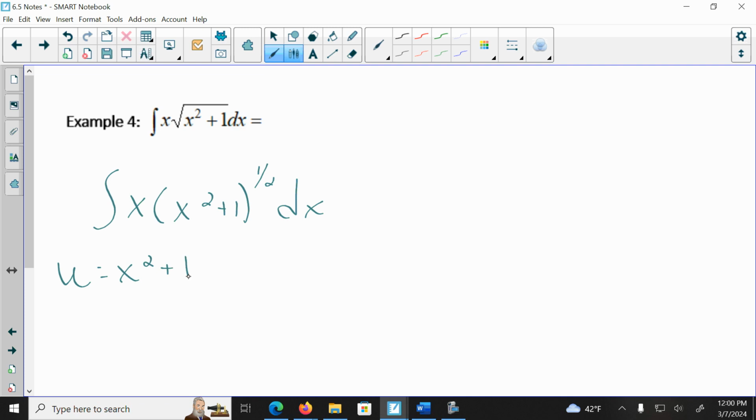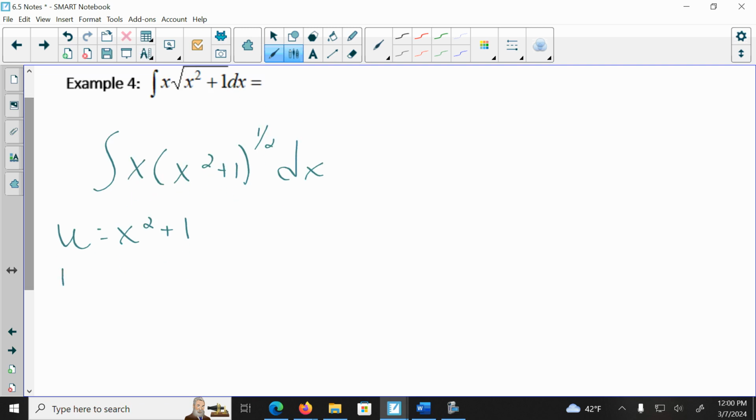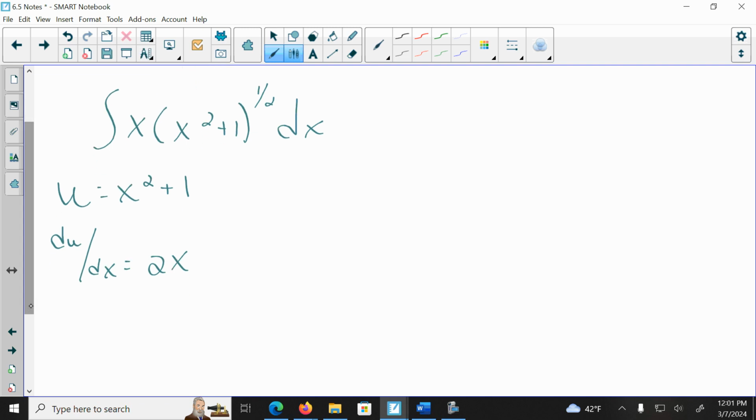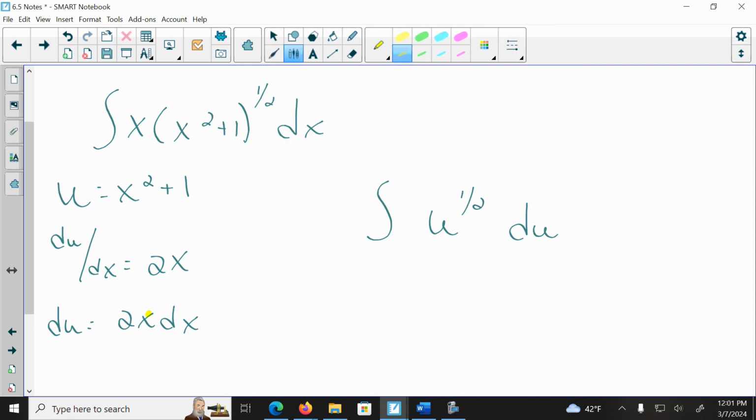Then what do I do? Take the derivative. So taking the derivative of u in terms of x is equal to 2x, then du is equal to 2x dx. So if I go and rewrite this, here's my u to the 1 half. I want to put du here, right? What do I already have that I need for du? I already have the x and the dx, right?